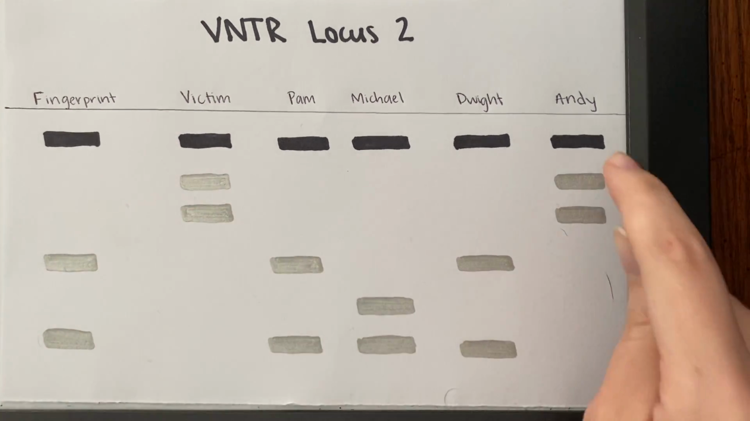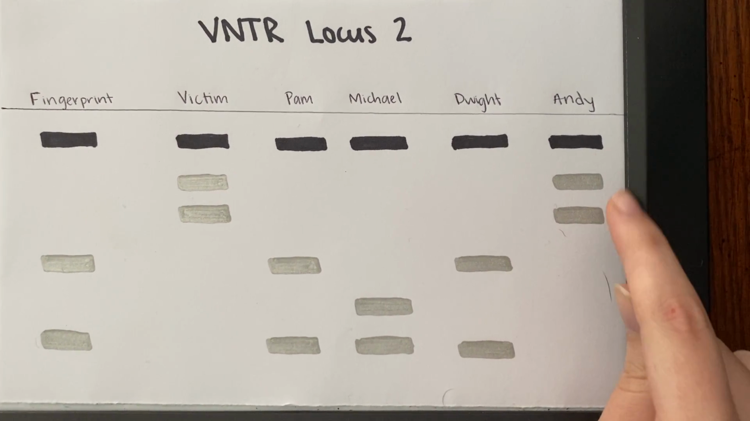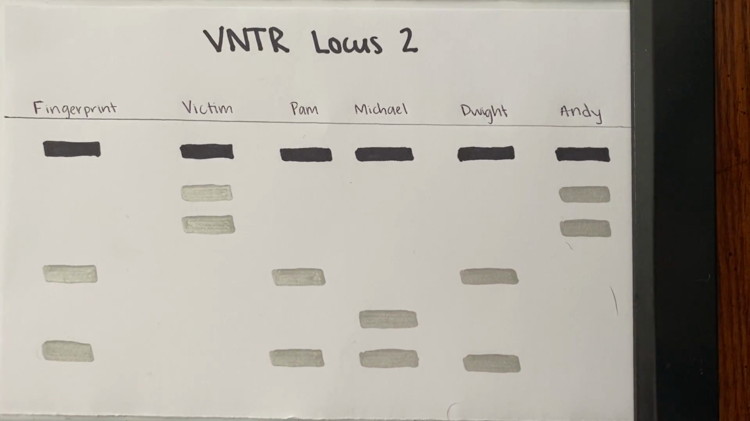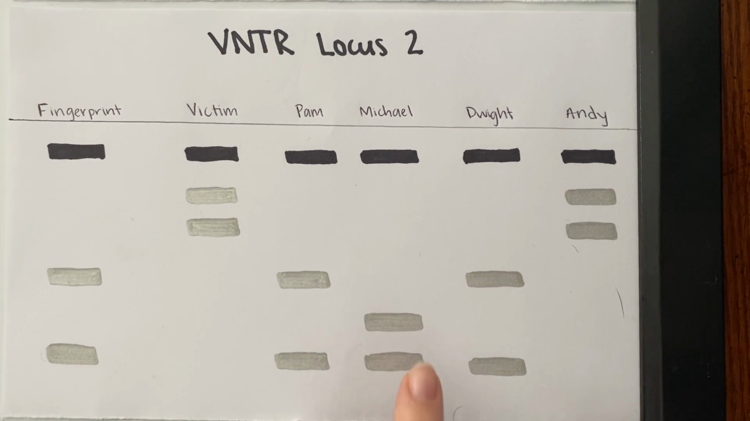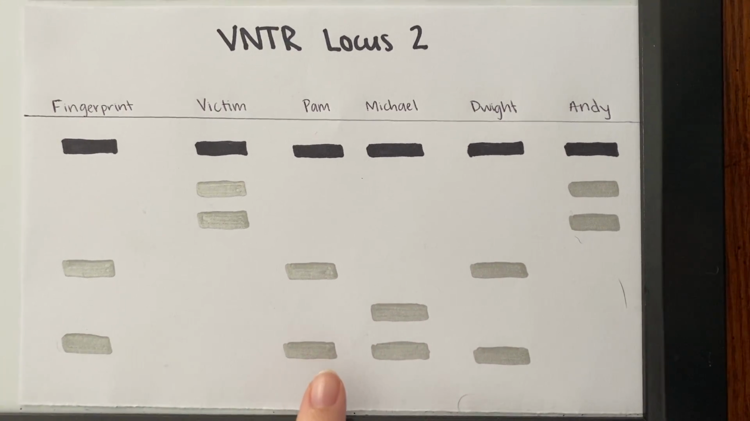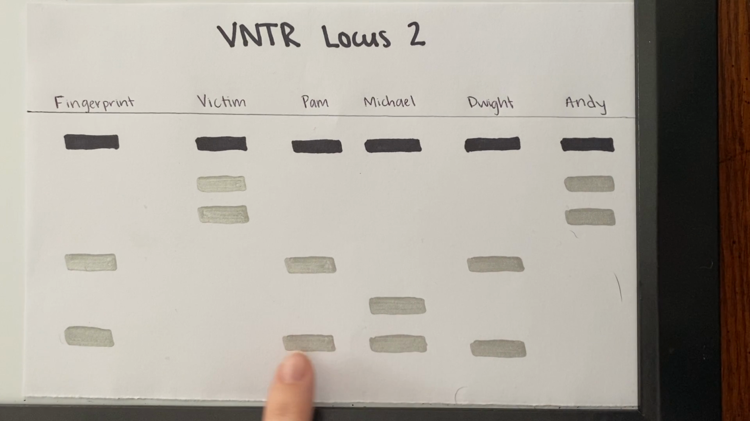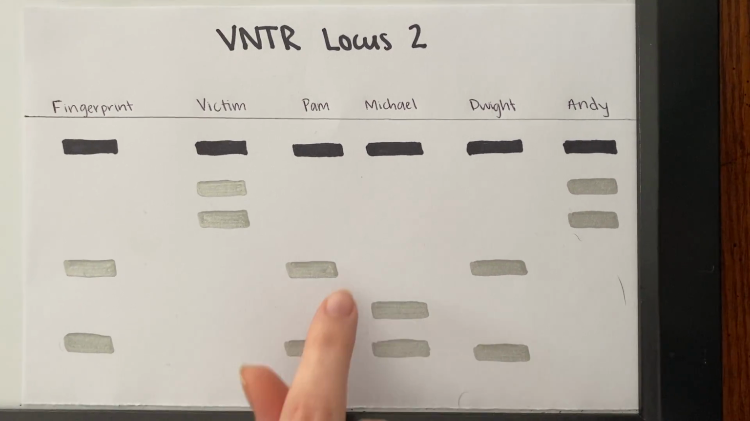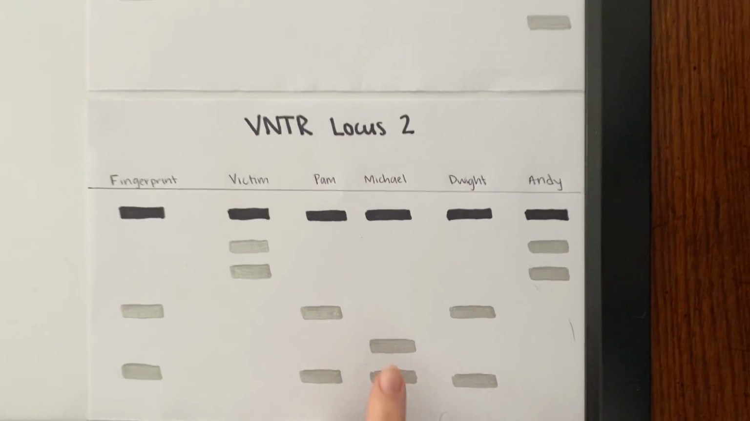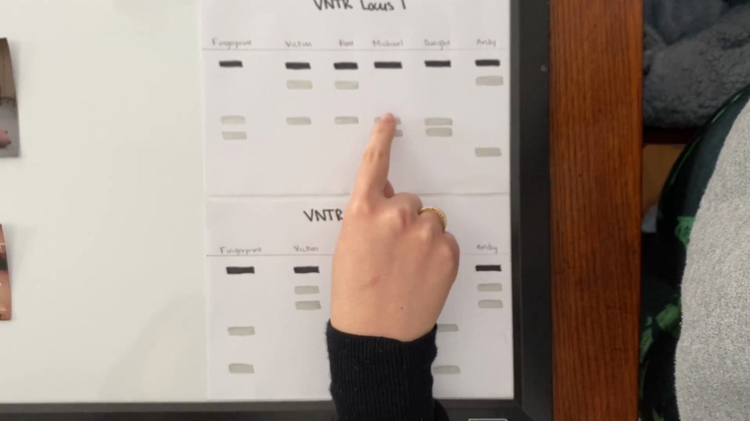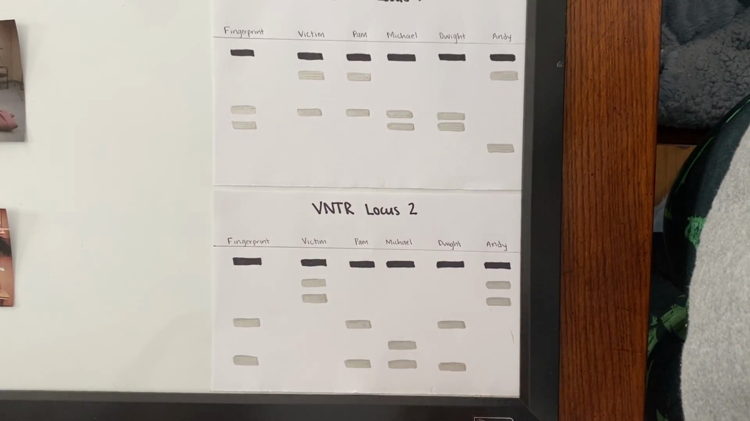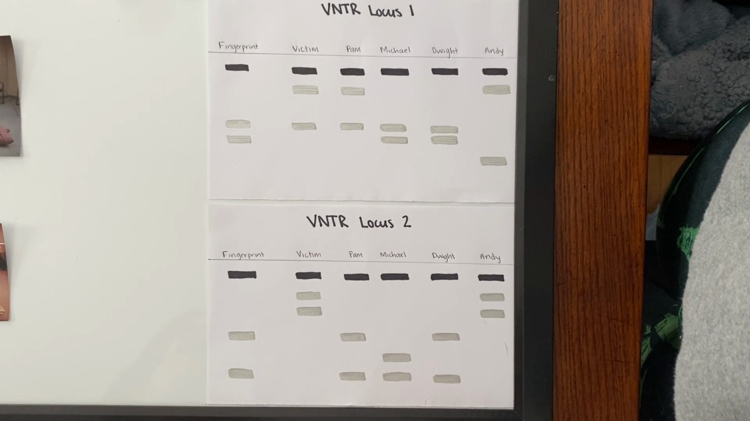The victim and Andy can be eliminated again because their alleles are very distinct from the sample that we found at the crime scene, and Michael's can also be eliminated. Here we do see that Michael has the same allele as Pam. Her first allele can come from her mother, but in both loci, we see that Michael has given Pam 1 allele, making him her biological father.